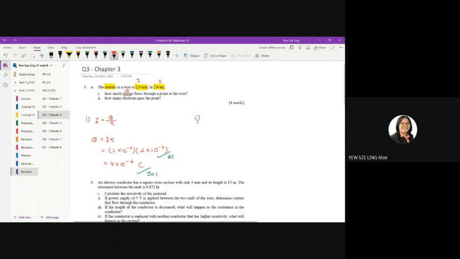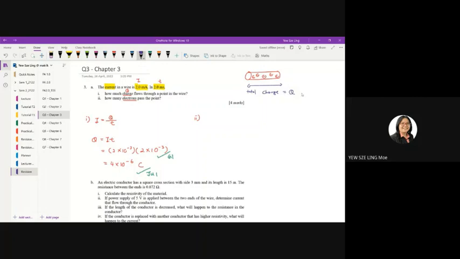Question 2. How many electrons? Now, what is the difference between question 1 and 2? Question 1 is the total charge. So let's say this is your wire. Inside this wire, there are a lot of charges. So you were calculating Q, which means the total charge of all these electrons. Inside this wire, from here to here, the total charge is equal to Q. But now I want to find out how many electrons I have in this wire.